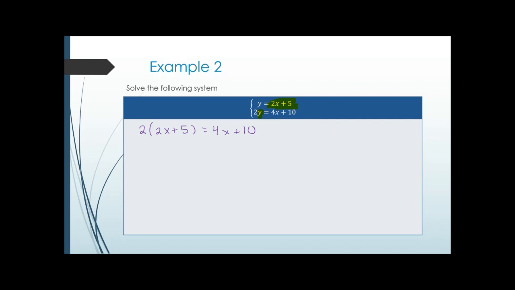Now I need to solve for x. So I'm going to distribute on the left side. So I'm multiplying 2 through the parentheses. I get 4x plus 10 equals 4x plus 10. Now I have the same thing on the left side and the right side. If you remember from week 2 where we talked about different types of equations, this is an identity equation because both sides are identical. An identity equation, if you remember, the solution is all real numbers.